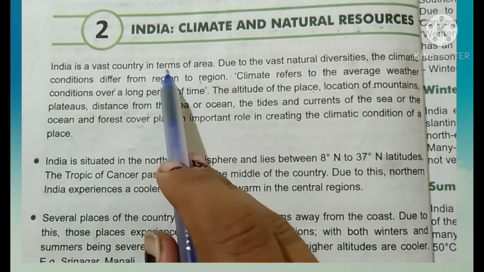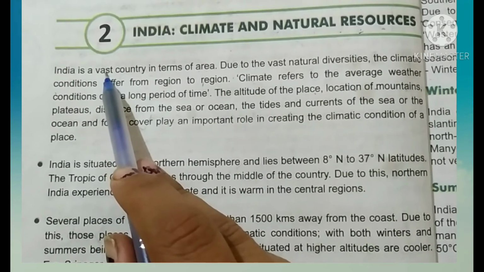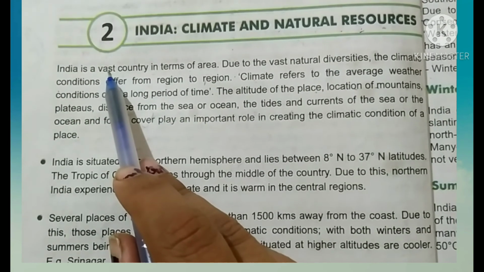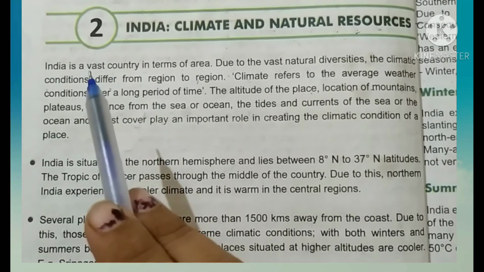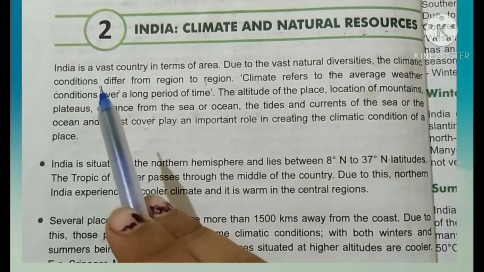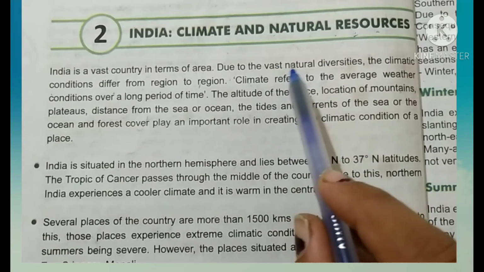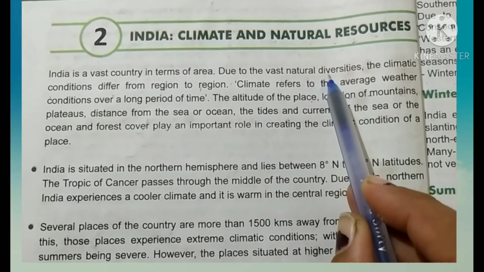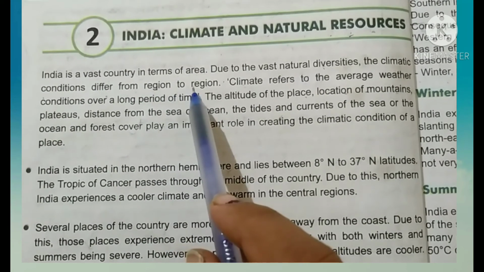India is a vast country in terms of area. Now what do you mean by vast? Vast means huge. So India is a huge country in terms of area. As far as the area is concerned, India is a very huge and vast country. Due to the vast natural diversities, means differences, the climatic conditions differ from region to region.